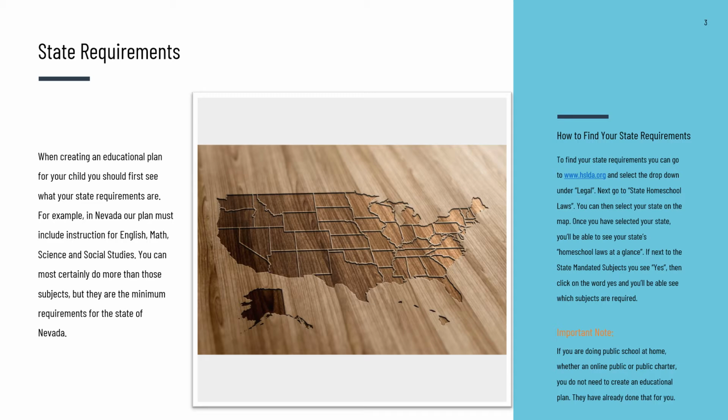To find your state requirements, you can go to www.hslda.org and select the drop-down under Legal. Next, go to State Homeschool Laws. You can then select your state on the map. Once you've selected your state, you'll be able to see your state's homeschool laws at a glance. Now, if next to state mandate subjects you see Yes, then click on the word Yes and you'll be able to see which subjects are required.